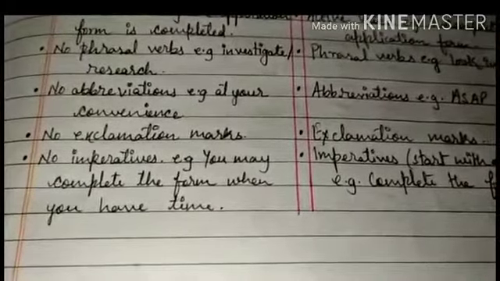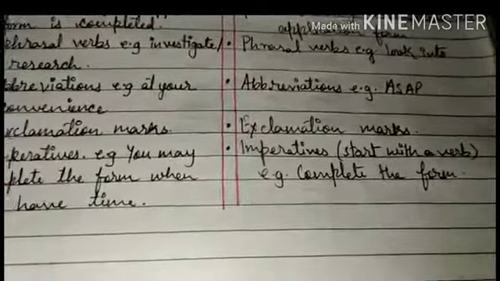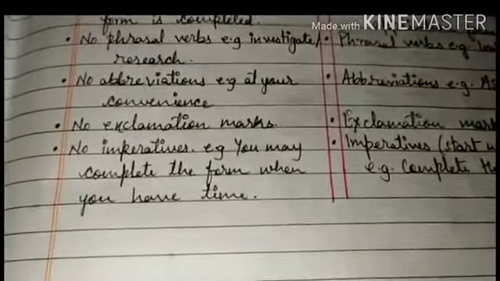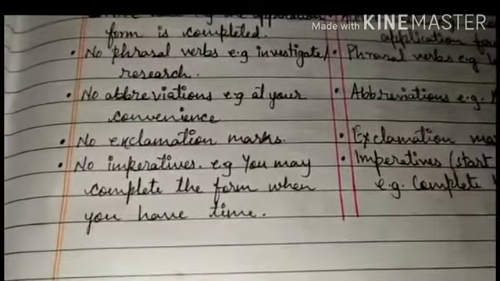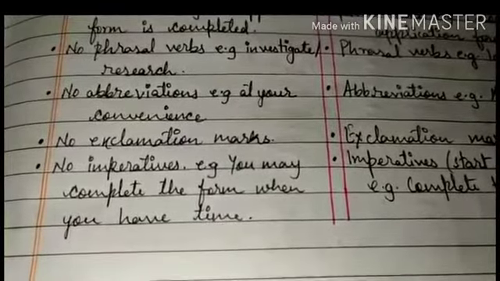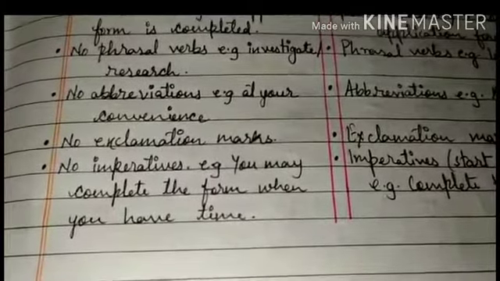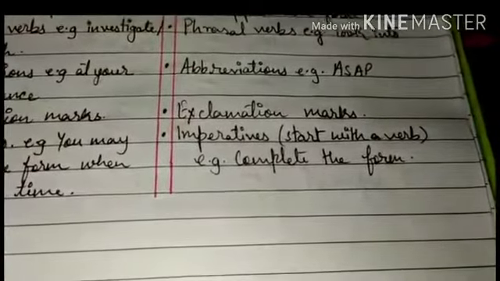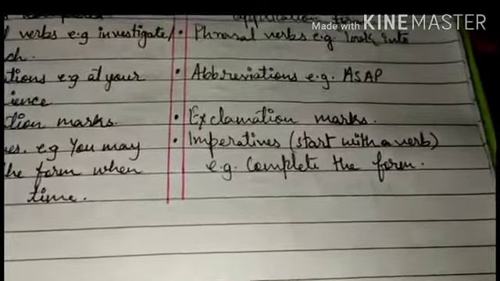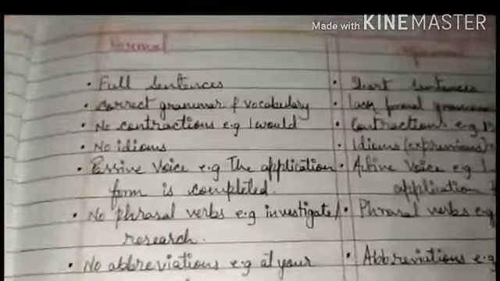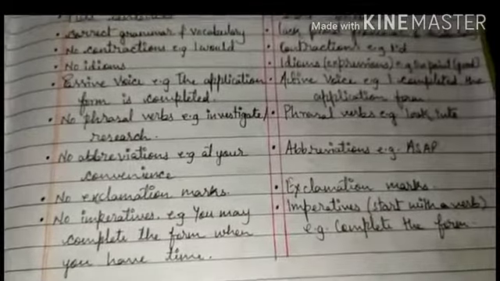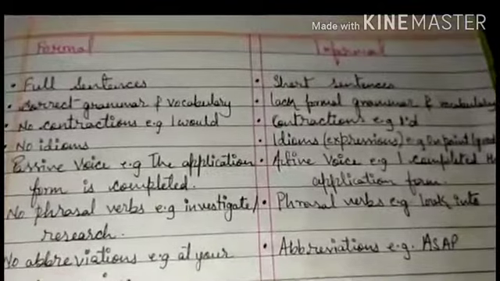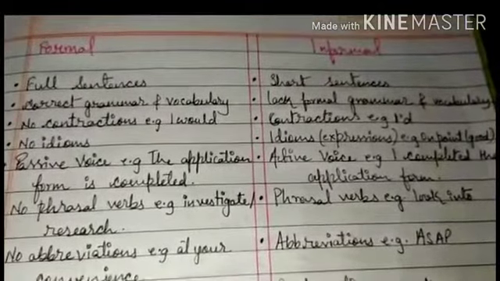Next, no exclamation marks in formal. Here in informal you can use exclamations. Here you can see no imperatives in formal. For an example, you can see here, you may complete the form when you have time. In informal, you can start with a verb. Example, complete the form. So, these were some of the points, some of the things which you are supposed to include in formal and in informal.